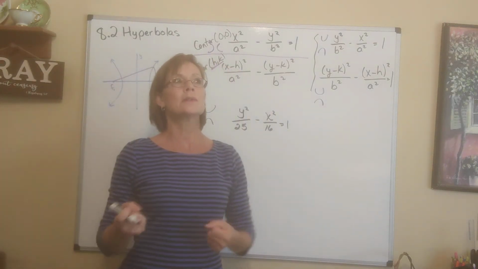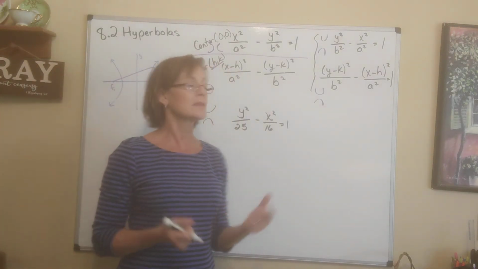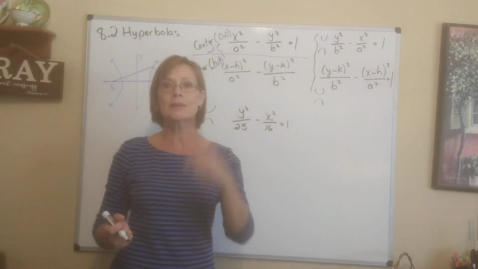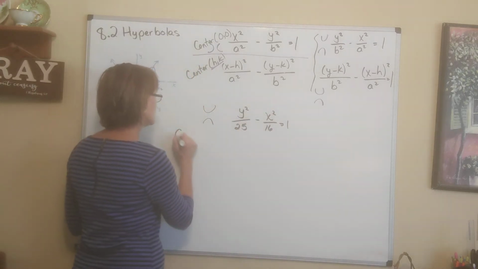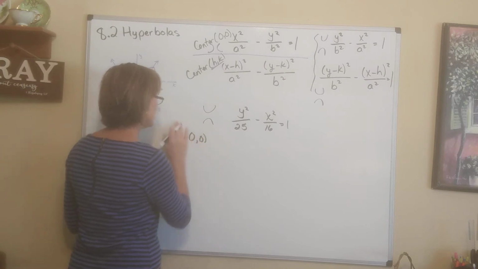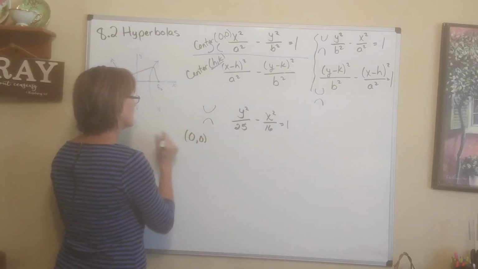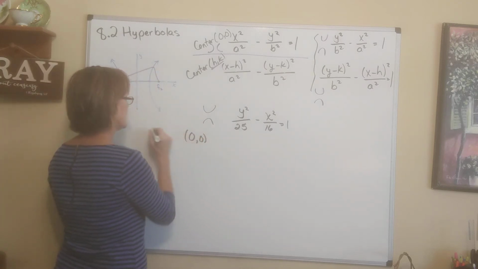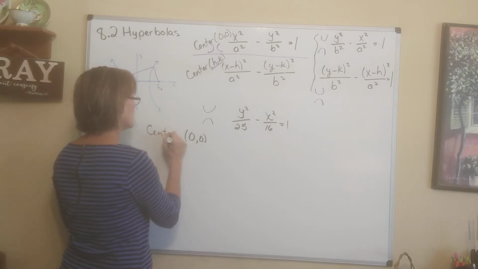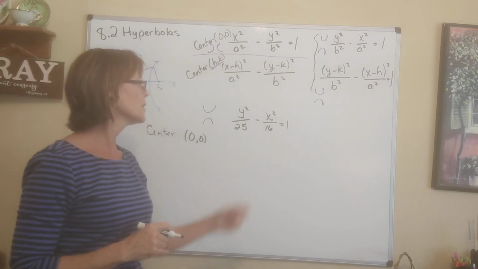What is the center? I don't see any numbers in the equation. That tells me it's at the origin, so the center is 0, 0. I don't want to get that confused with the length c, so I'm going to write center. Okay, so the center of my hyperbola is at 0, 0.